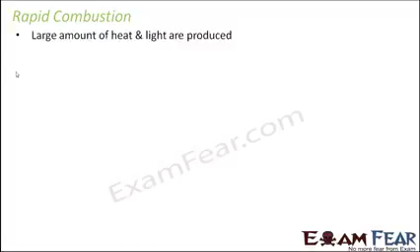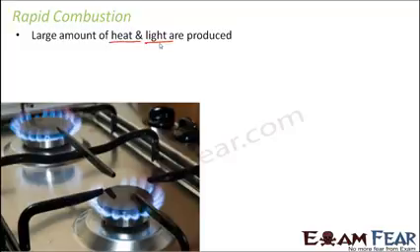In this type of combustion, a substance gets burned very fast, and during the process a large amount of heat and light are produced. So heat and light both will be produced. The best example to understand rapid combustion is the gas stove. When you switch on the knob of your gas stove and bring a matchstick near it, you do not even need to touch the matchstick to the stove. You just bring it near and it catches fire. So the gas stove lit immediately.